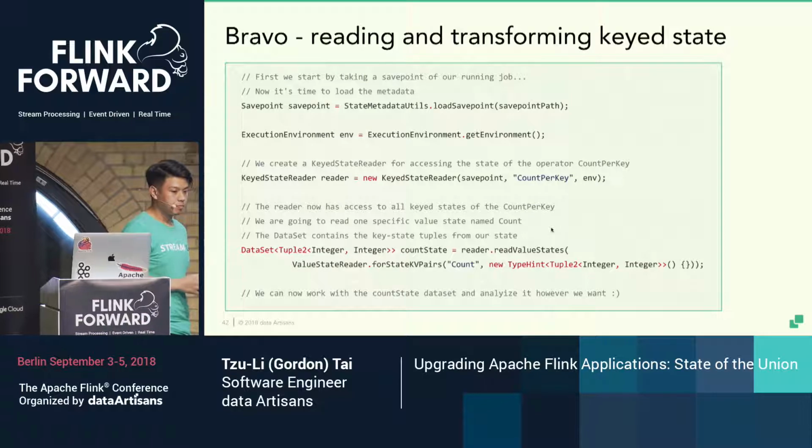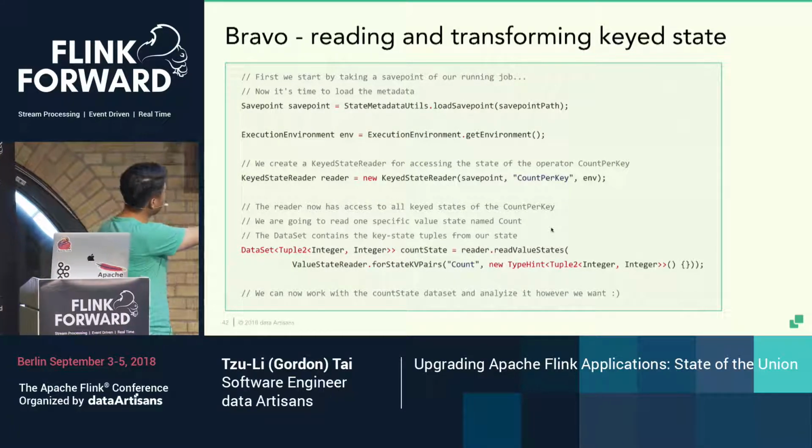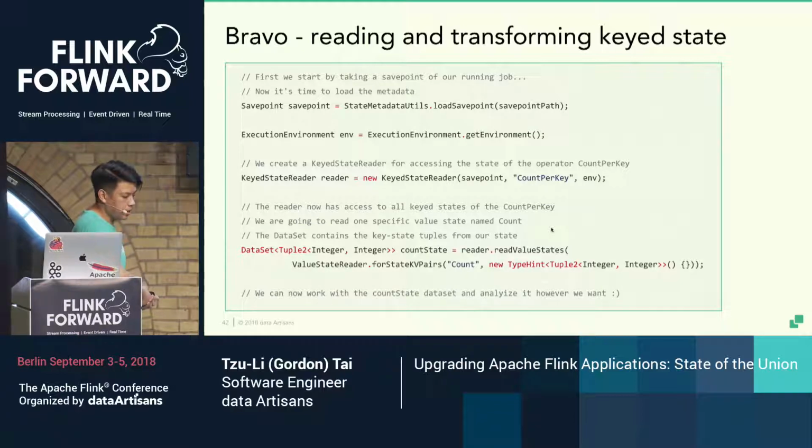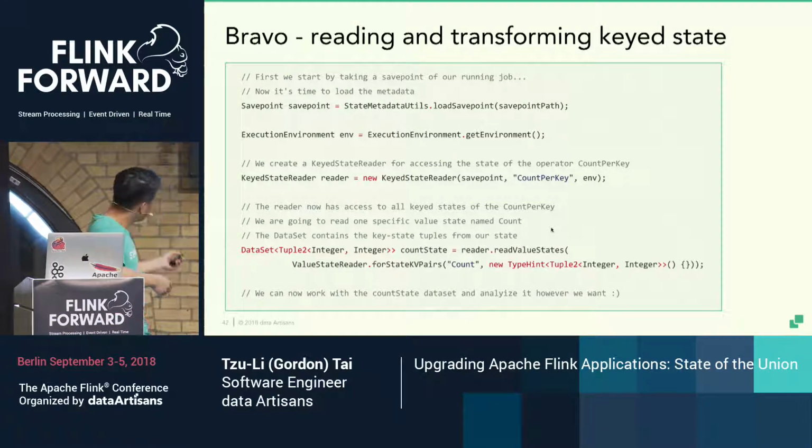We point to a specific operator. When we process the state, it's always by a specific registered state of some operator. So right now we're pointing to an operator called count per key. Then we read the states in this operator using the value state reader, and we point to the state with a state ID count. Now this is read as a dataset containing all the keyed state of the state under count. We can do whatever we want with it, with the usual dataset transformations.